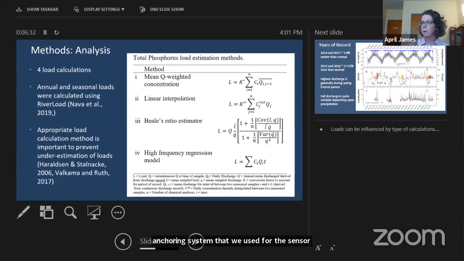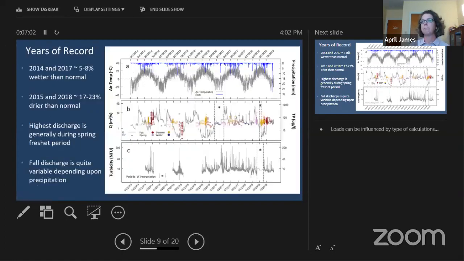We used 4 different calculation methods of load. We know loads can be influenced by the approach for calculation. So we've used mean discharge weighted concentration, linear interpolation, and Beale's ratio estimator. All of those were run or estimated using the loadflex code published recently by Nava et al. And then we've also done, independent of that, our high frequency regression model. So we have these 4 different methods for comparison.